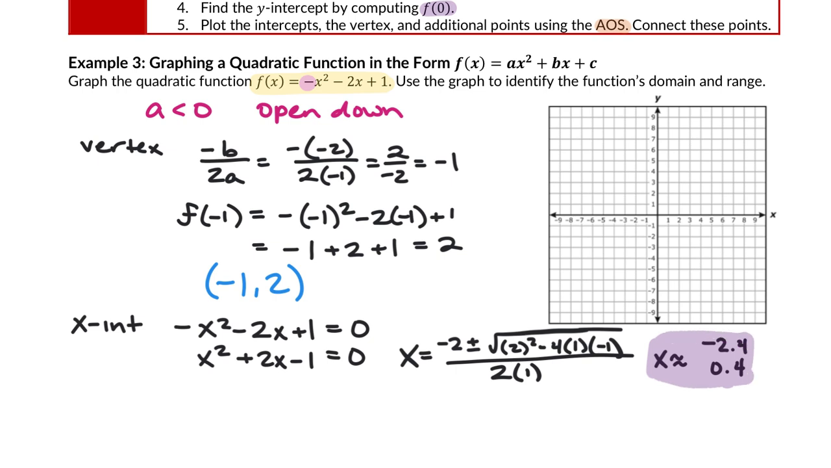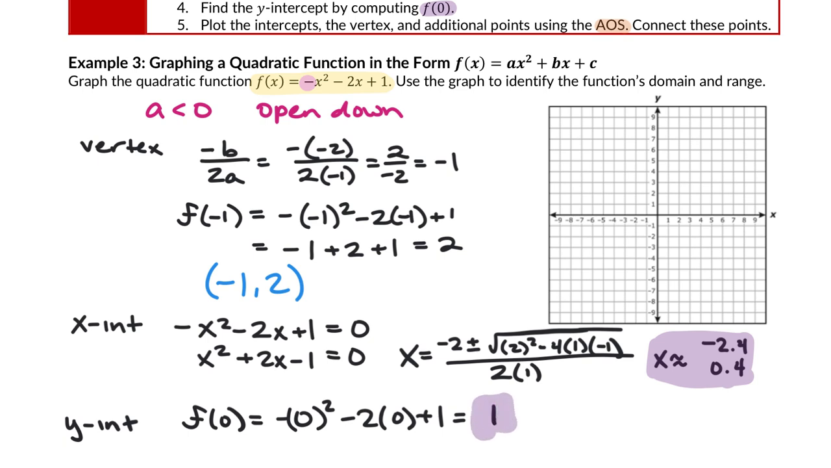Okay. Thinking back to what we were doing, again, we started this before lunch. We found that it opens down. We found the vertex. We have the x-intercepts. We need the y-intercept. Remember, we find the y-intercept by plugging in 0 to the original function. So we're doing negative 0 squared minus 2 times 0 plus 1, which is just 1. All right, that's the information that we need to be able to plot this parabola.